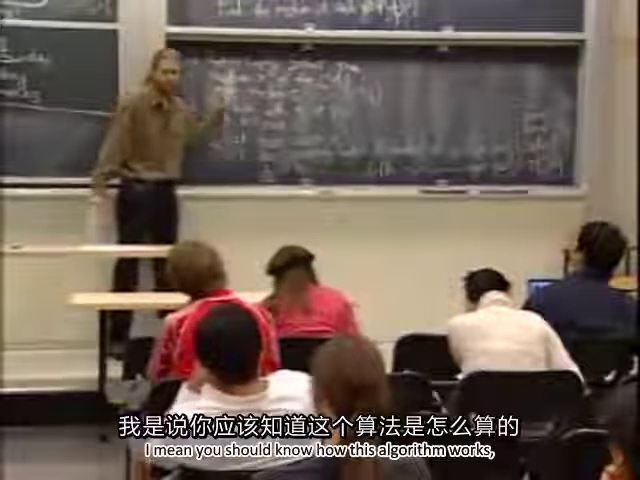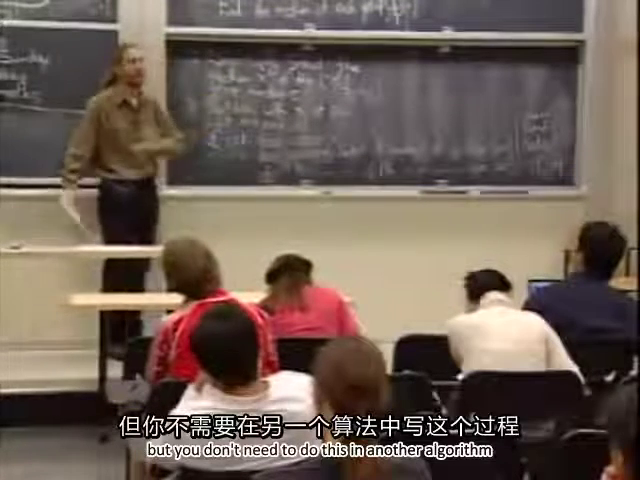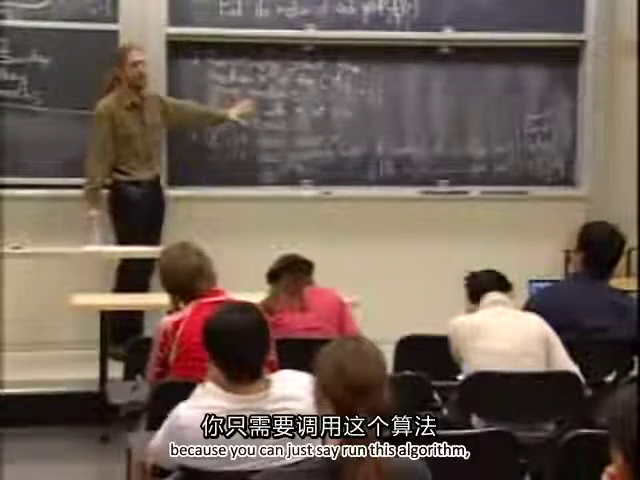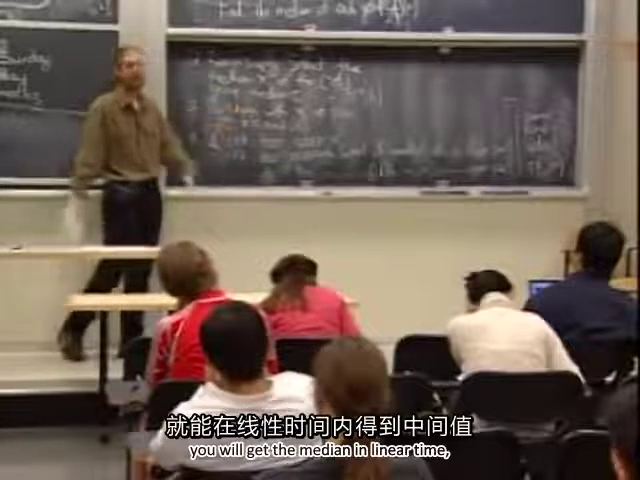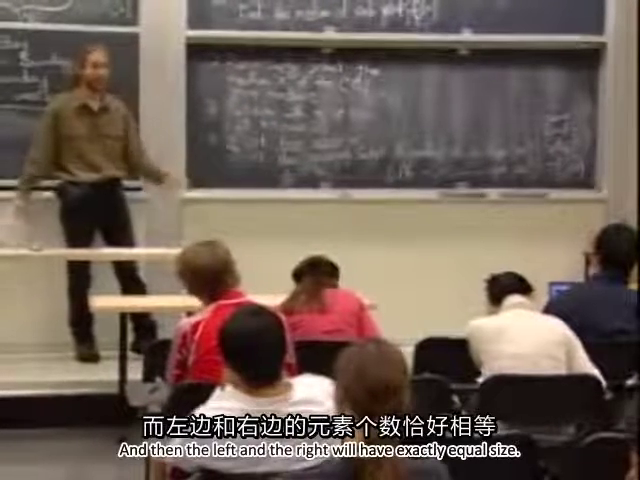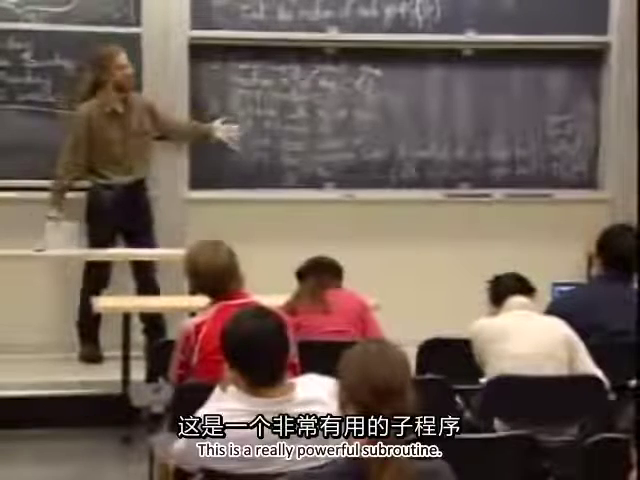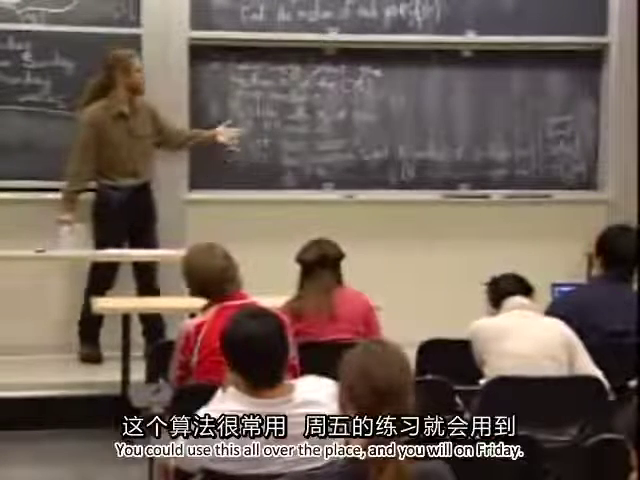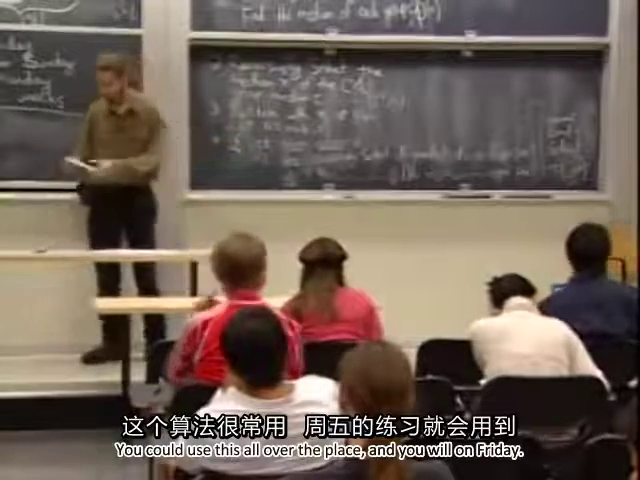I mean, you should know how this algorithm works, but you don't need to do this in another algorithm, because you can just say, well, run this algorithm, you'll get the median in linear time, and then you can partition into the left and the right, and then the left and the right will have exactly equal size. Great. This is a really powerful subroutine. You can use this all over the place, and you will on Friday.